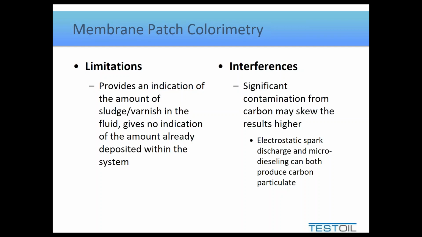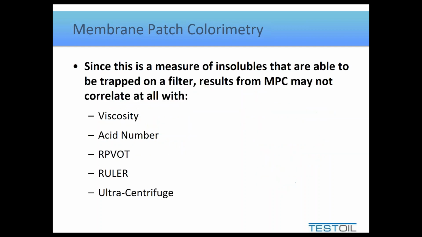As for interferences, because we are measuring for darkness, anything else that will significantly skew the darkness of the sample may skew the results a little. So carbon is a good one for darkening oils, and carbon can come from electrostatic spark discharge, or it can come from microdieseling, and this may skew your MPC value a little bit. So knowing that MPC is a measurement of how much insoluble material is able to be trapped on that patch, understand that again, it won't correlate with the other tests that we've already mentioned.